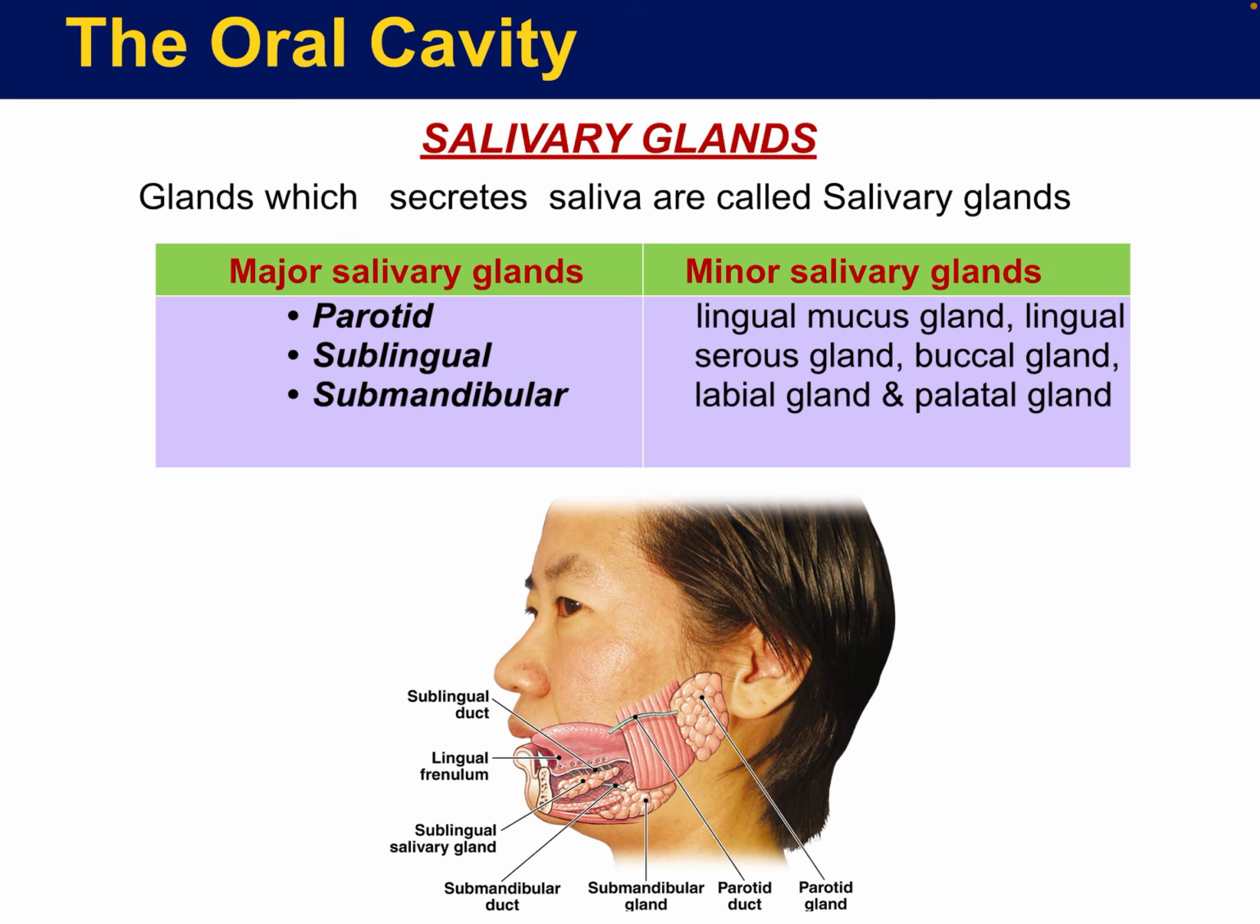In humans, saliva is secreted by three pairs of major salivary glands and some minor salivary glands. Major salivary glands are parotid gland, submaxillary or submandibular glands and sublingual glands. The minor salivary glands include lingual mucus gland, lingual serous gland, buccal gland, labial gland and palatal gland.